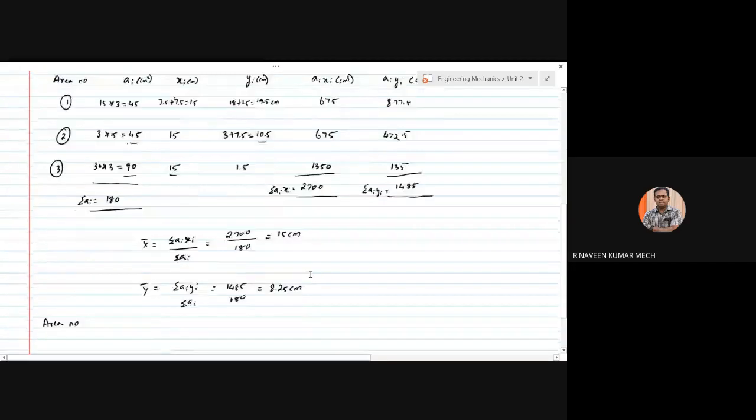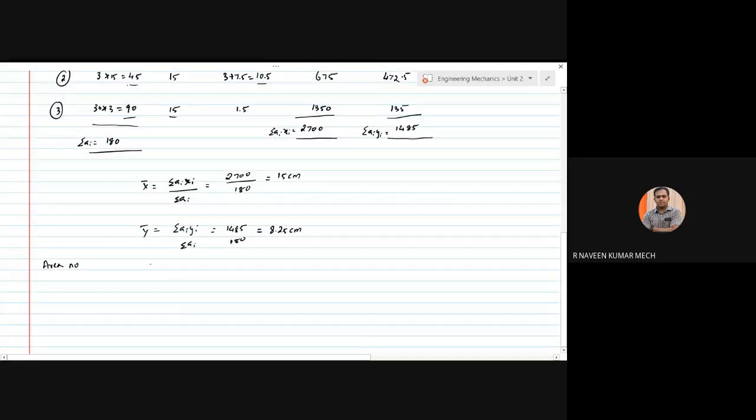First we want to find, for each area number, small ixx and small iyy, that is the second moment of inertia. For that we know the formula: A into yi minus y bar, and similarly A into xi minus x bar, whole square. Sorry, I missed that whole square in the formula.